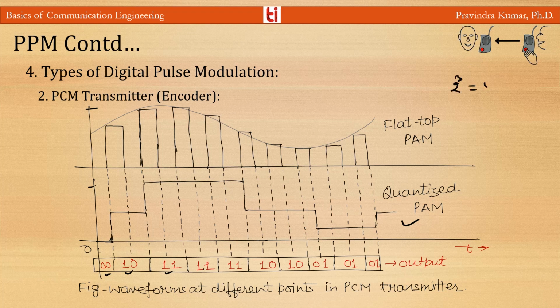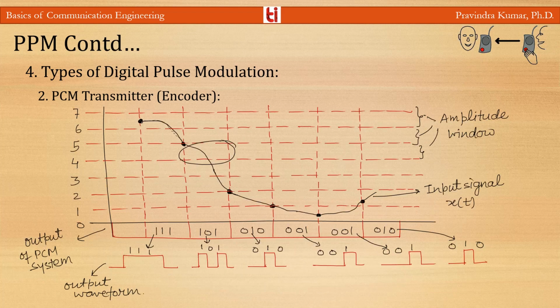2 to the power 3 is 8, so 8 levels can be represented by 3 bits, from 000 to 111. So 8 levels can be represented using only the combination of 3 binary bits. So these levels can be represented here. If I am going to represent 8 levels, 3 bits will be required to represent each level. The input signal is sampled, and if the sample is in, say, the fifth window, there are different windows here.